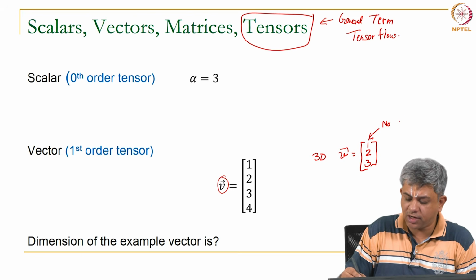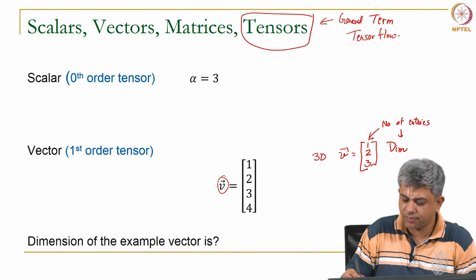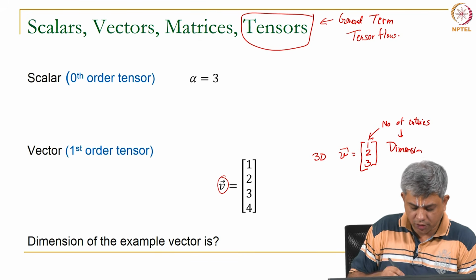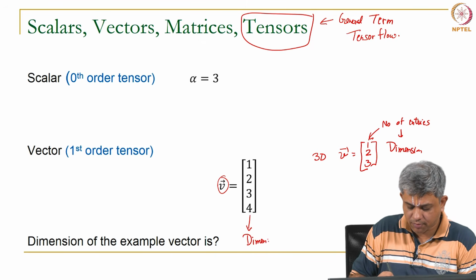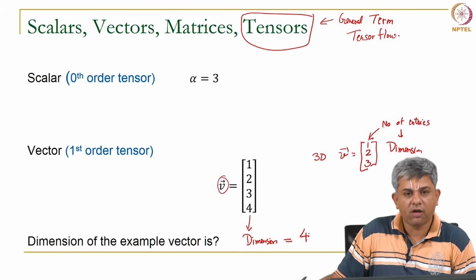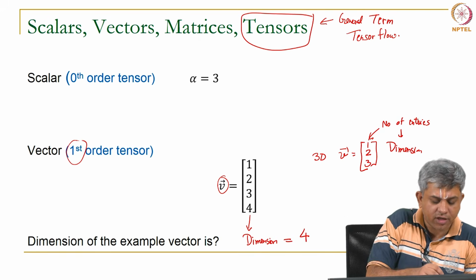So, the number of entries is what we call the dimension. Okay. So, in this case the dimension is 4. However, the order of the tensor is 1.